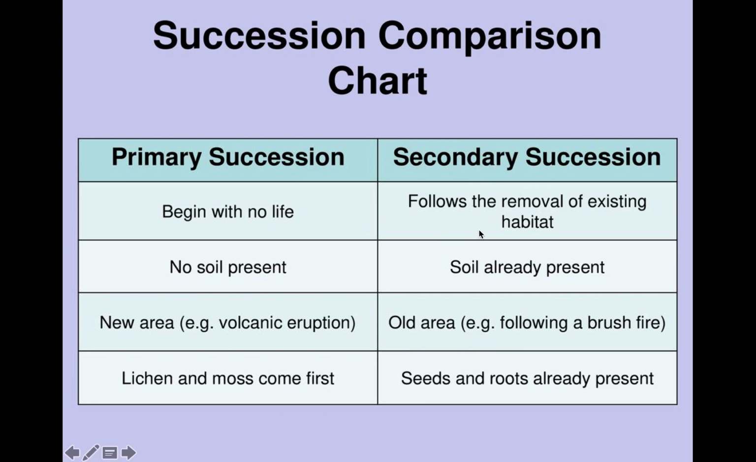Whereas secondary succession, this is following the removal of an existing habitat. Okay, there's soil already present. This is in an old area, so this is usually after some sort of natural disaster. So whether it's a brush fire or deforestation, things like that. So seeds and roots are already present, and so they are just re-blossoming in that area.